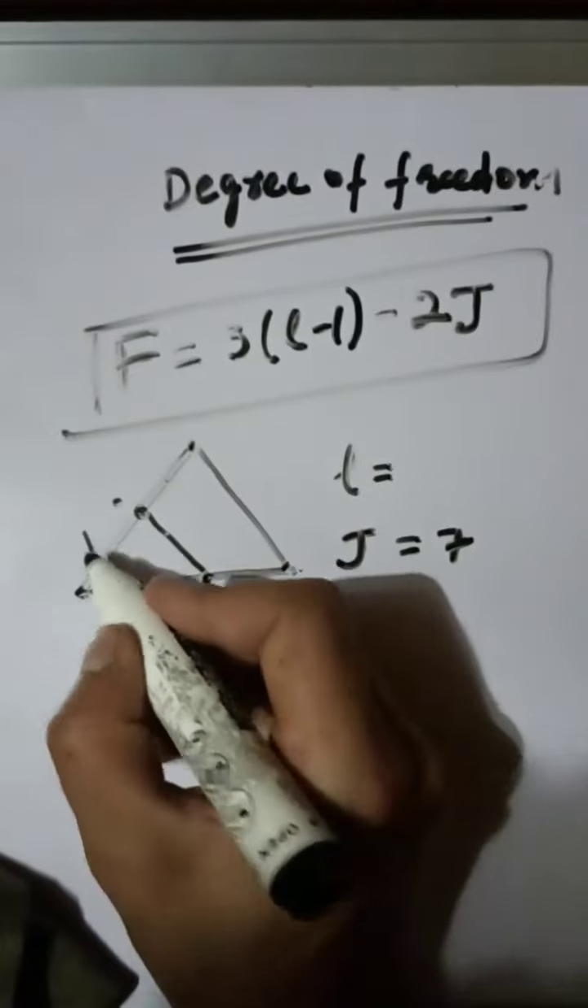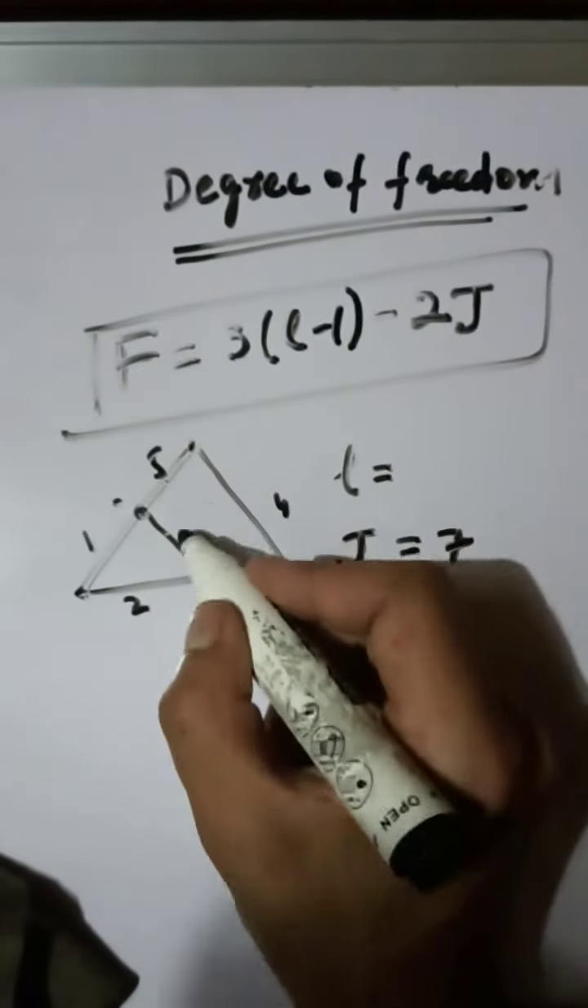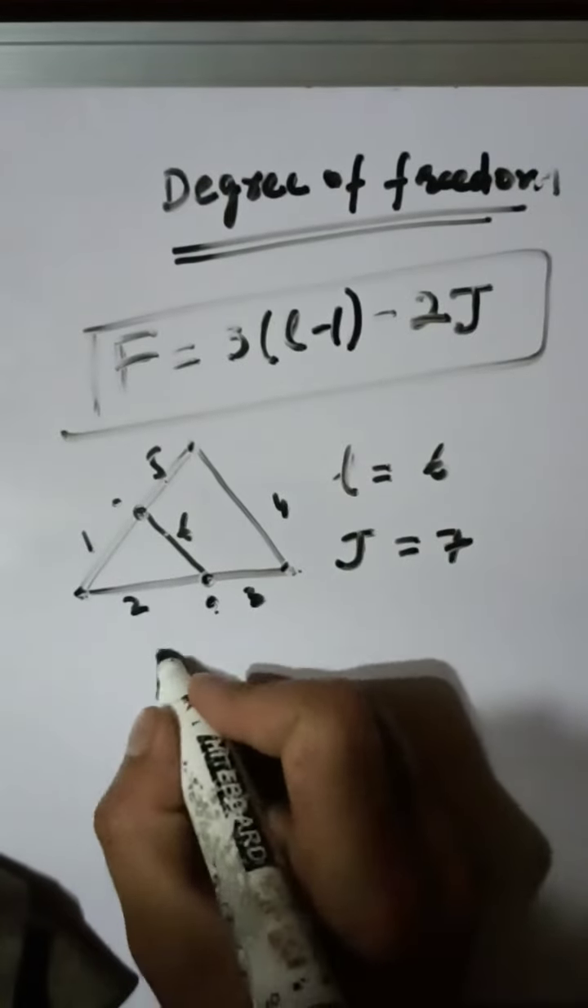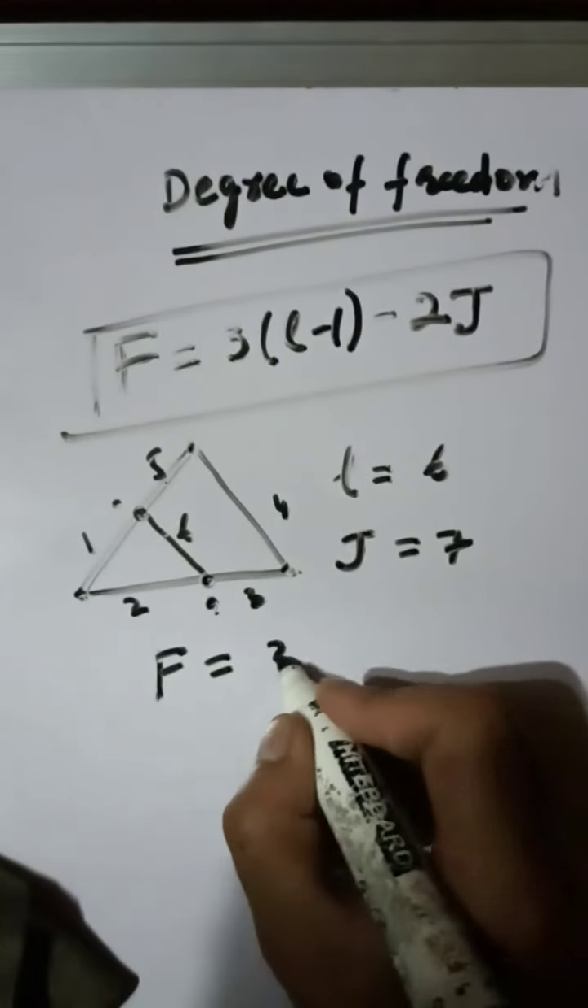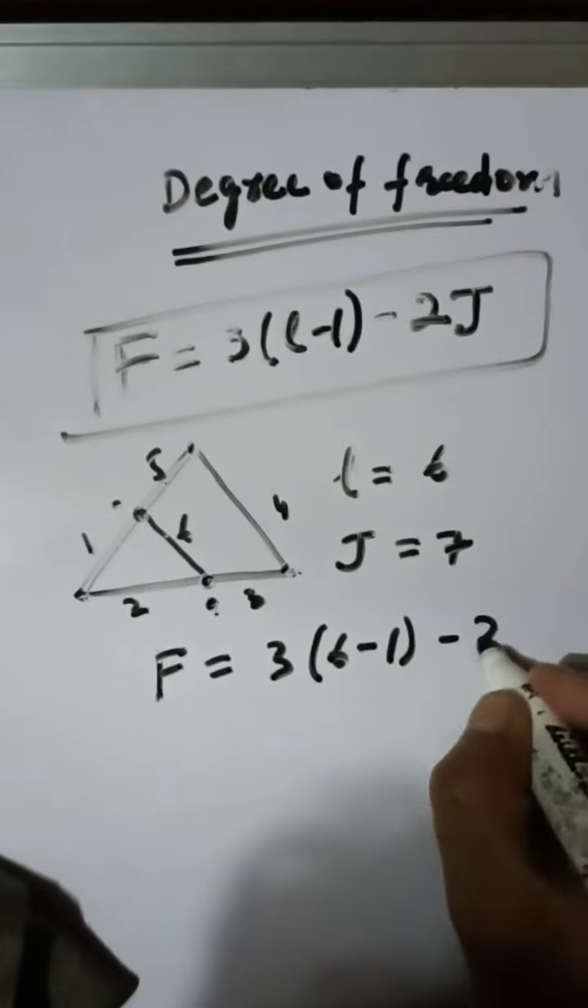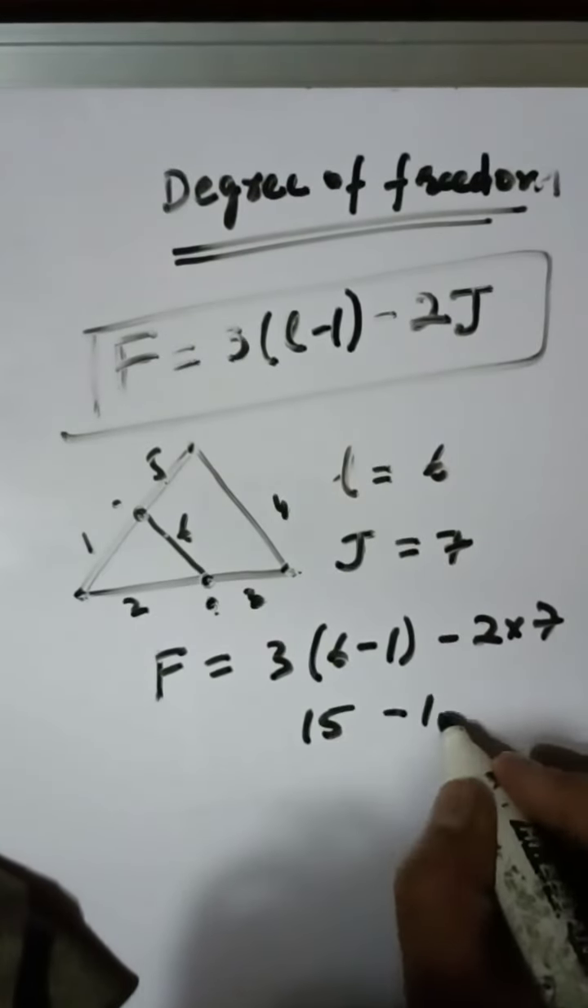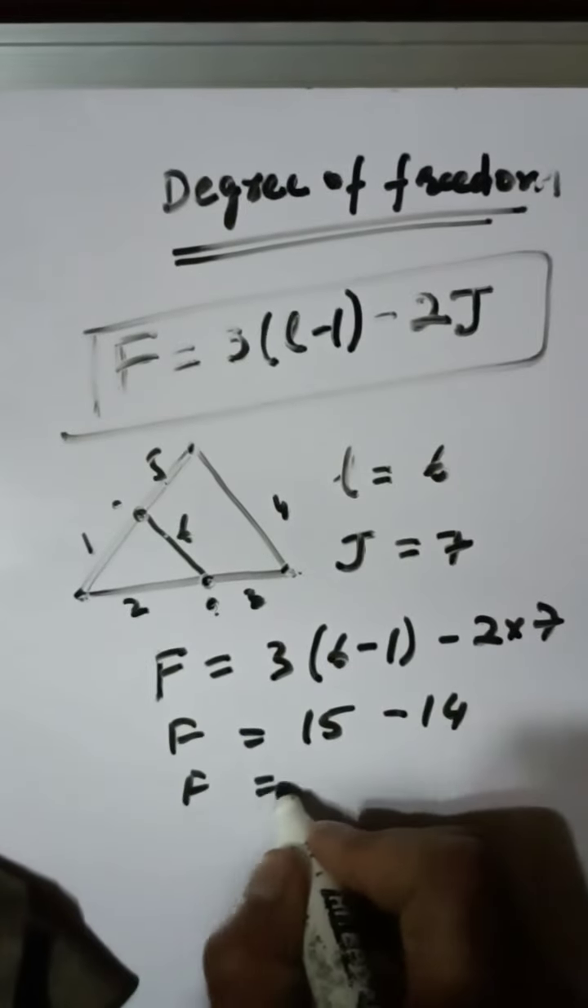And what are the number of links? 1, 2, 3, 4, 5, or 6. So the links are equal to 6. Now let's try to find out the degree of freedom for this figure. Then F is equal to 3 into (6 minus 1) minus 2 into 7. So it will become 15 minus 14. Okay, then here degree of freedom is equal to 1.